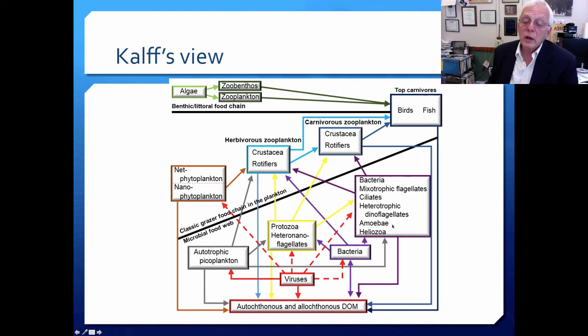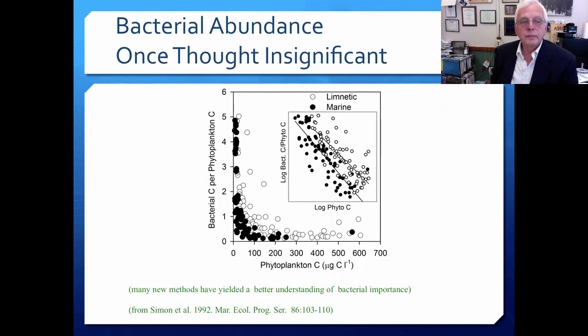flagellates, ciliates, heterotrophic dinoflagellates, amoebae, heliozoa, they also eat bacteria directly and break down all this material and turning it into this detrital pool that's processed and reprocessed. So microbial loop, microbial food web, a very important aspect, and another reason that we owe a great deal to microbes.